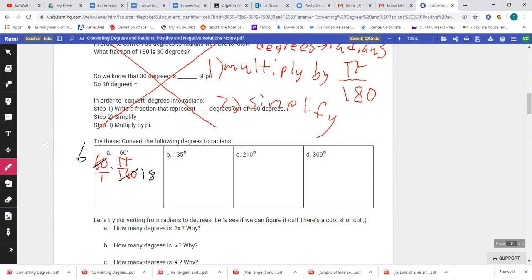Now I can simplify this further. I could simplify by 6. 6 goes into 6 one time. 6 goes into 18 3 times. And so what am I left with? My final answer in radians. 1 times pi on the top is just pi. And then on the bottom, it's just 1 times 3. So 60 degrees is pi over 3 radians.